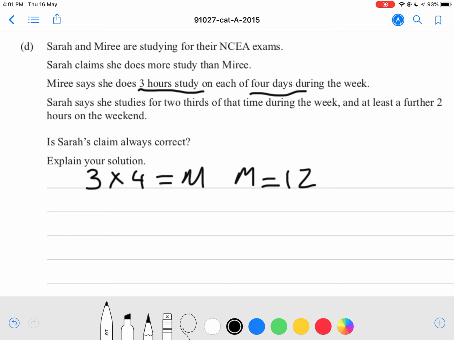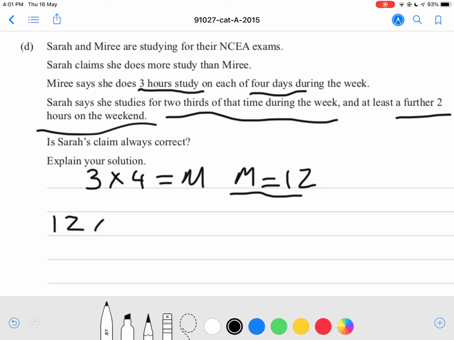Sarah says she studies for 2/3 of that time during the week and at least another 2 hours on the weekend. Okay, so we already figured out that Marie studies for 12 hours. So Sarah studies for 2 times 2 over 3 in brackets, since she studies for 2/3 of 12, plus 2. So if we plug it into our calculator, we should get 10. Okay, so now we see that Sarah's claim is not always correct because 10 is less than 12.